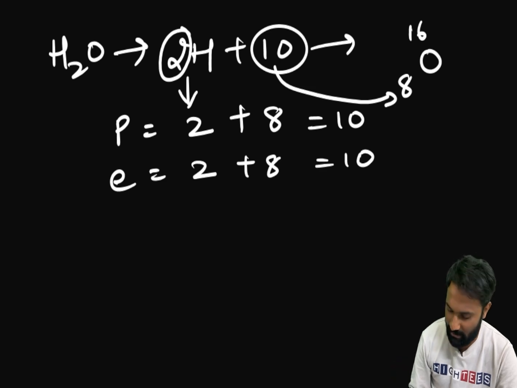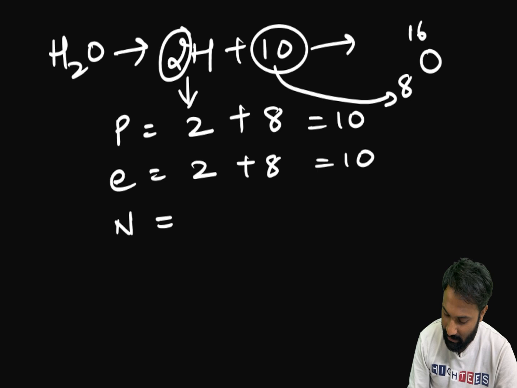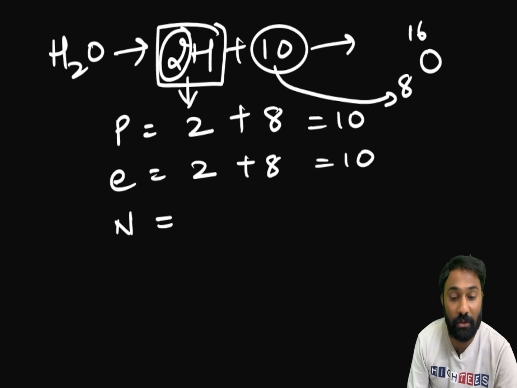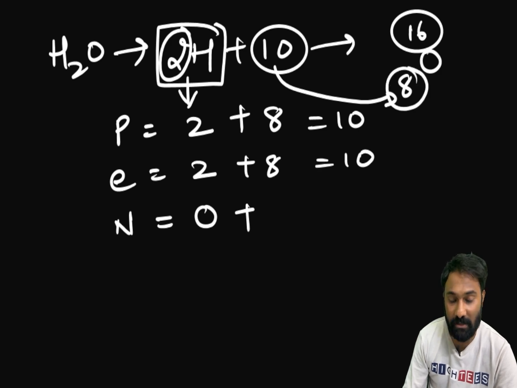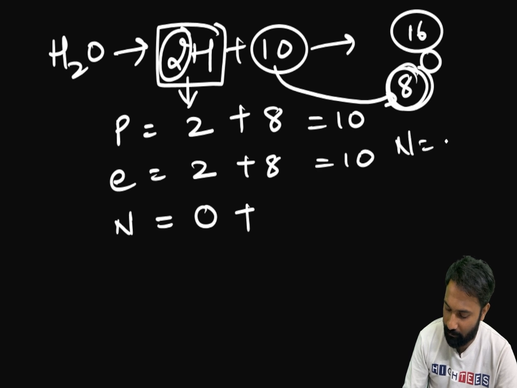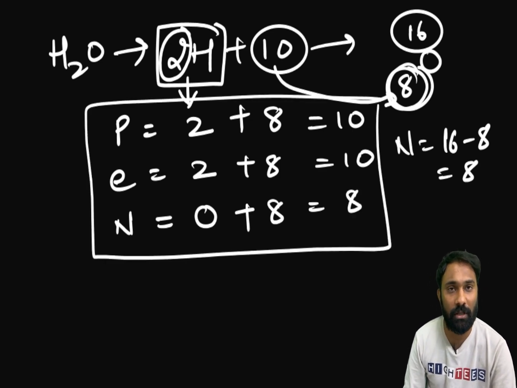Clear? Now the neutrons case. This is very, very important. In the neutrons case, I already explained: hydrogen neutrons are 0, and 2 into 0 is also 0. And when it comes to oxygen, how do we calculate the oxygen neutrons? The atomic mass is 16 and the atomic number is 8, so neutrons will be 16 minus 8, right? It will give you 8. So the number of neutrons is 8. Clear? This is about how to identify the protons, electrons and neutrons if a molecule is given.